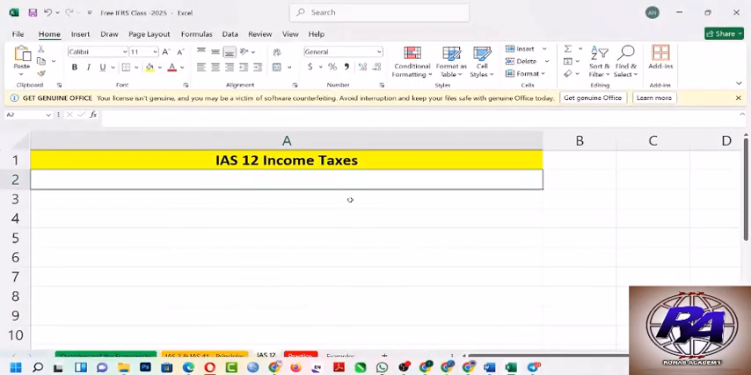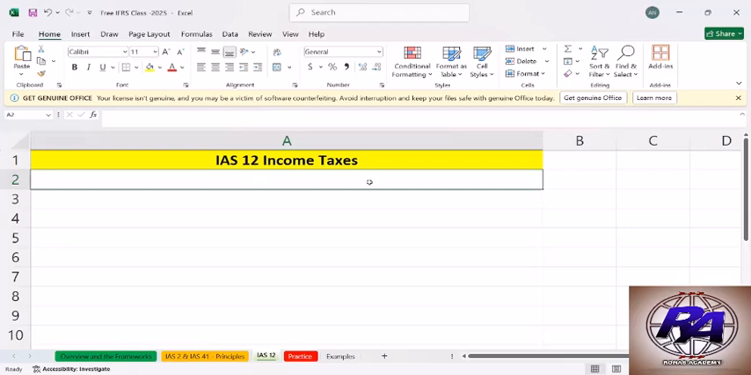All right, so we want to look at another important standard, which is International Accounting Standard 12, which deals with income taxes.